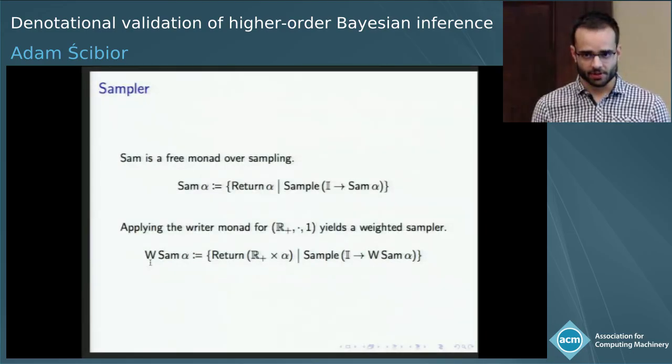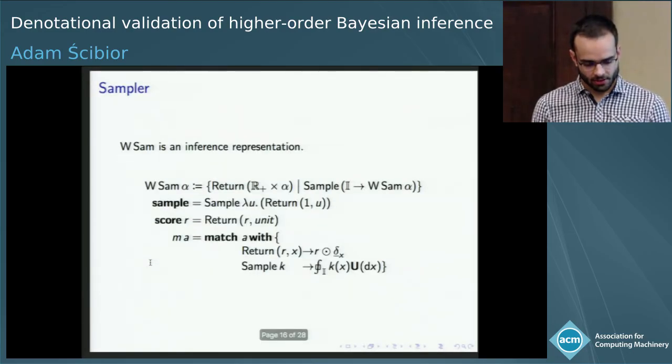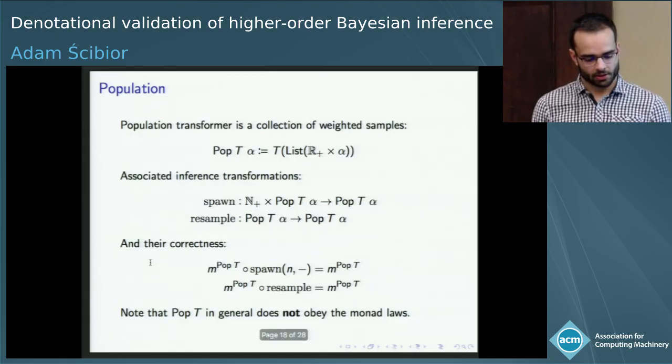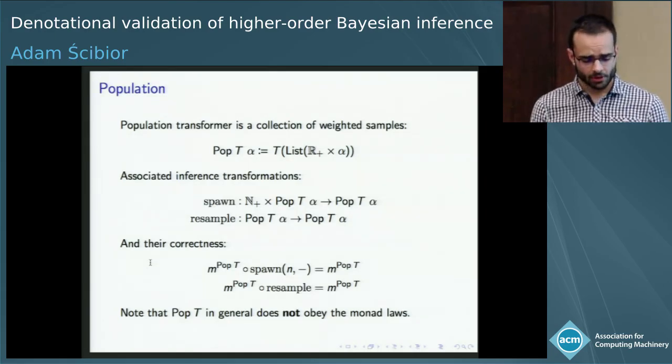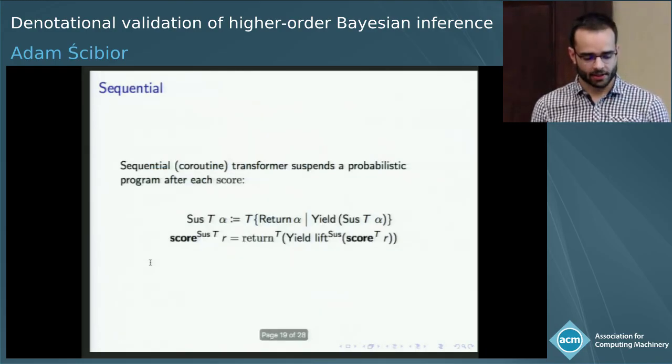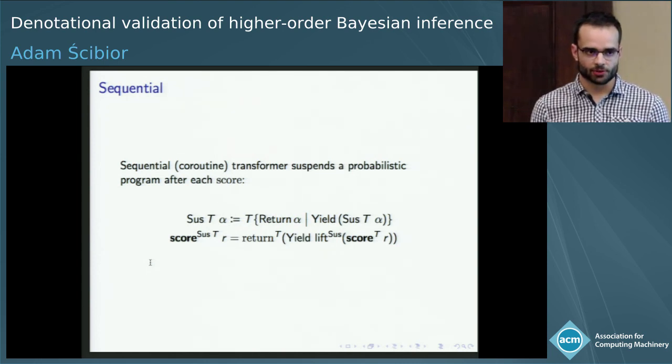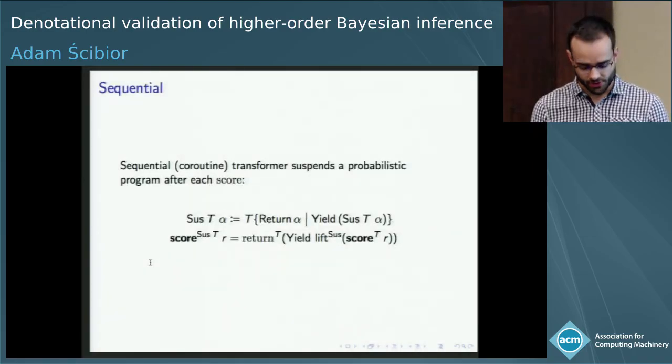Now, if we want something more sophisticated, we're going to need additional transformers. So for SMC, I need two things. I need a population, which is a collection of weighted particles, or weighted samples, and I need a suspension. So this is just a coroutine transformer, and what it's going to do is introduce a suspension in the program after every score or after every observation.